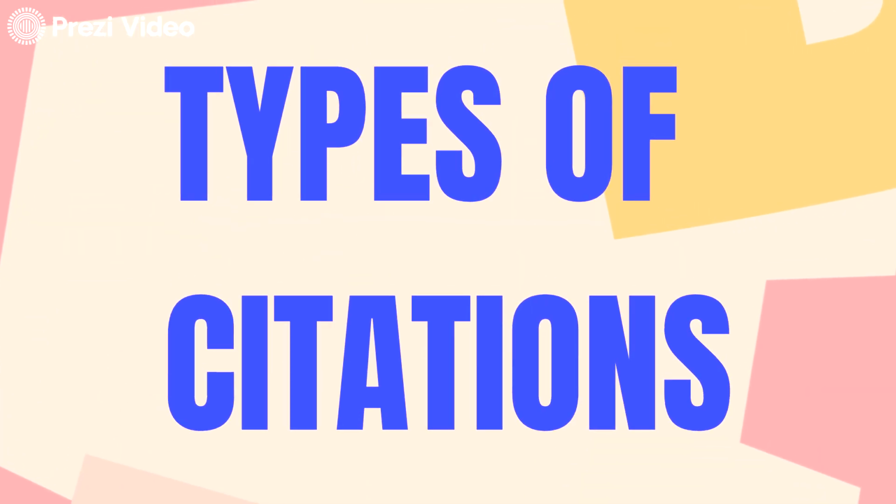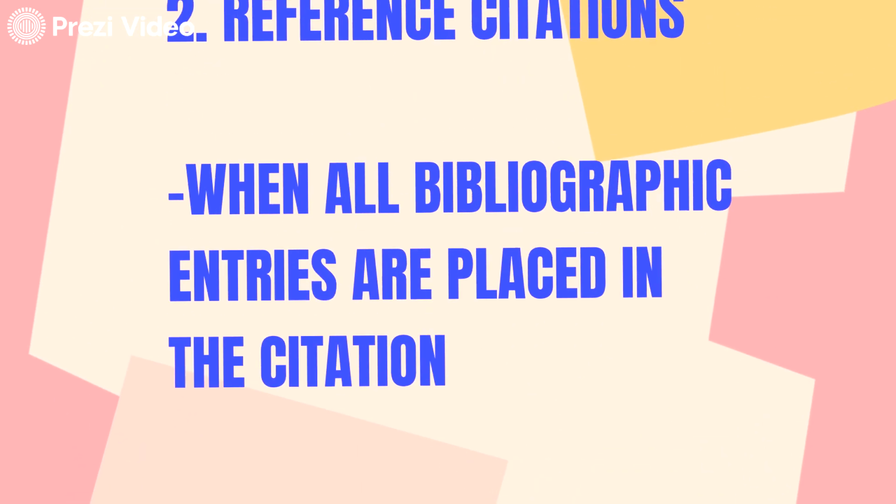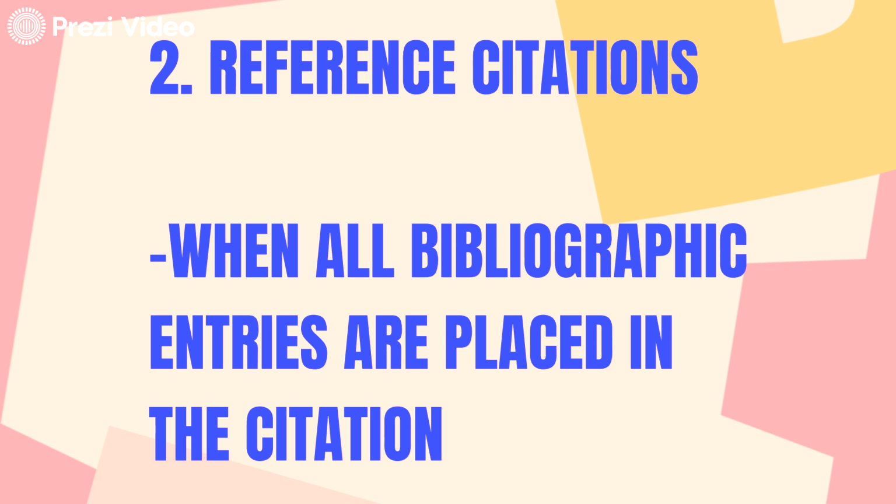So, what are the two types of citations? Now, there are two types, and we begin with in-text citations. Now, these are citations which indicate that the acknowledgement of the source is placed as part of the text. So, simply said, these are citations that are found inside your paragraphs or inside your actual research paper. And the second type is the reference citation, and this type of citation contains all the bibliographic entries of that borrowed source, and they are placed in a different section of your academic paper.